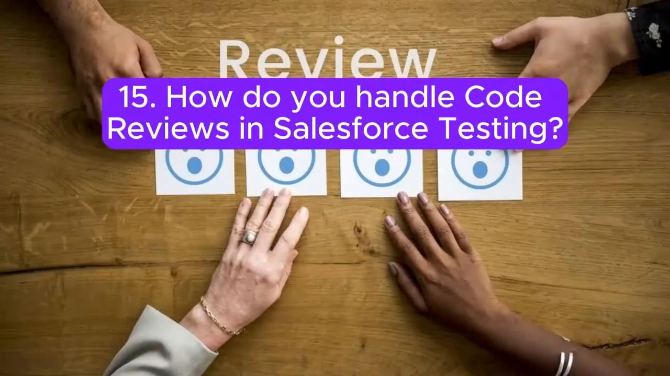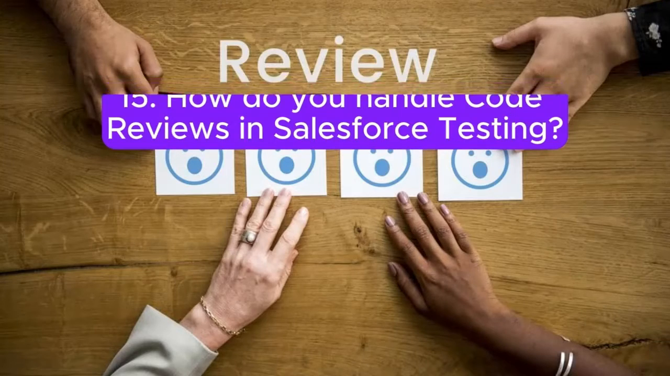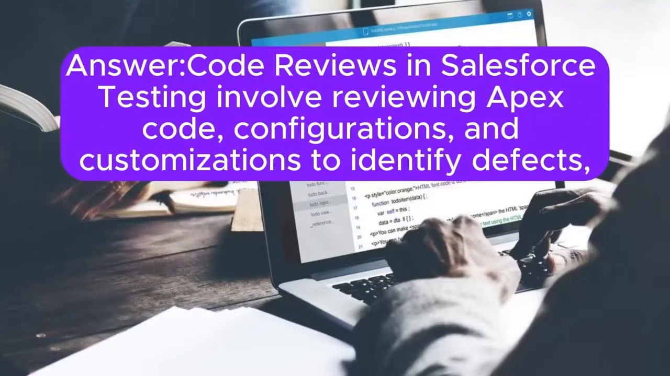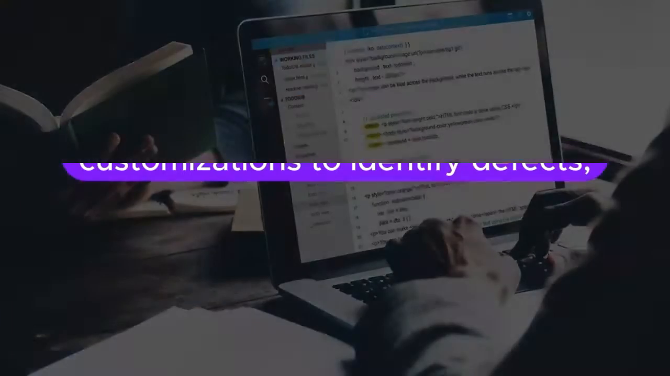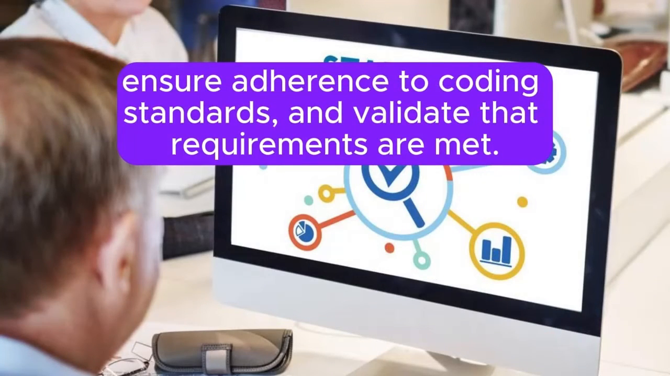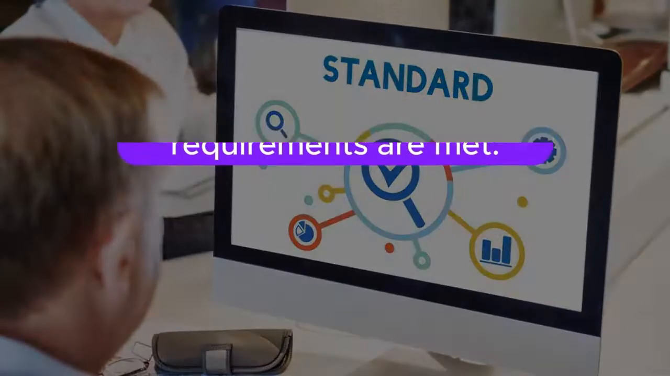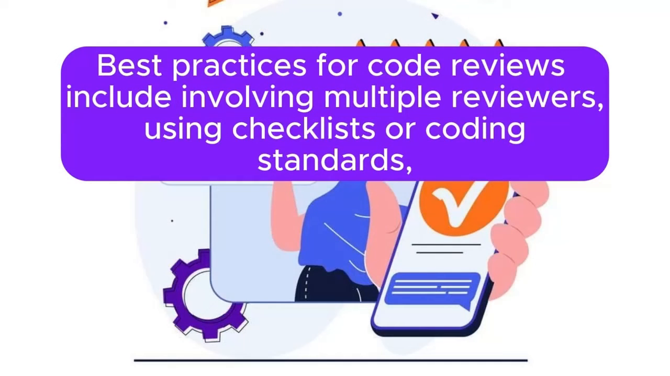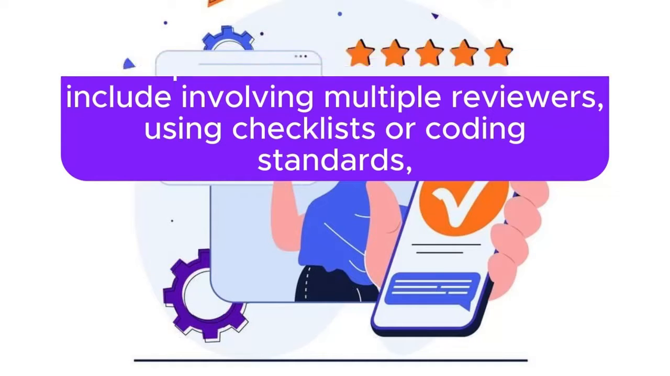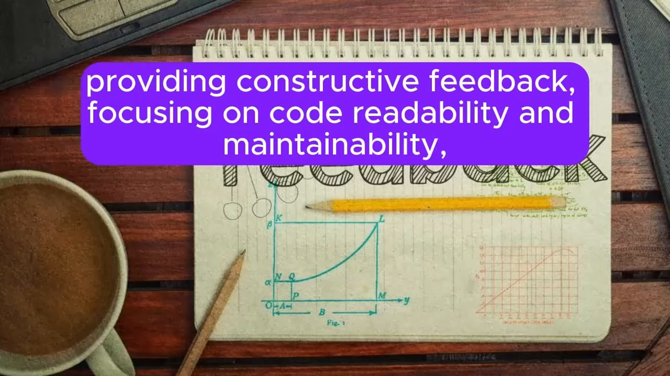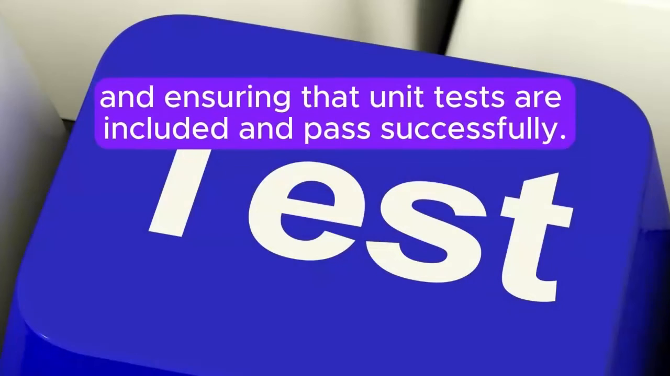15. How do you handle code reviews in Salesforce testing? Answer: Code reviews in Salesforce testing involve reviewing Apex code, configurations, and customizations to identify defects, ensure adherence to coding standards, and validate that requirements are met. Best practices for code reviews include involving multiple reviewers, using checklists or coding standards, providing constructive feedback, focusing on code readability and maintainability, and ensuring that unit tests are included and pass successfully.